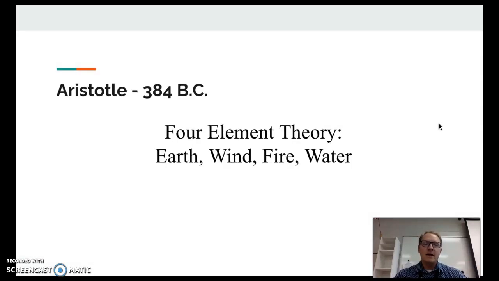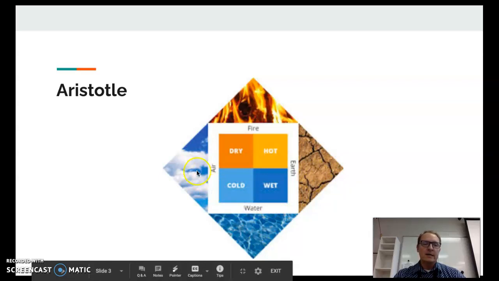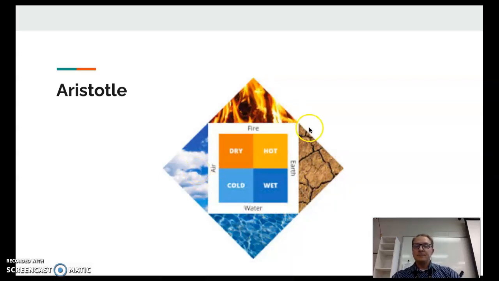384 BC, we had Aristotle, who thought that everything in the world could be categorized as either earth, wind, water, or fire. What Aristotle actually was onto was really states of matter, right? Solids, liquids, gases, and plasmas. Earth was our solid, water is our liquid, air was our gas, and then fire here was our plasma. And so he didn't understand atoms yet, but he was on to something.